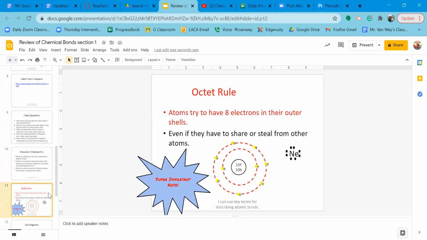All right, the octet rule. Atoms try to have 8 electrons in their outer shells. Now, atoms, they're not people. They don't actually want anything, but they have a tendency towards 8 electrons in their outer shells. This is the rule that defines our beginning understanding of chemistry. This octet rule is the most important thing to understand about everything that's going to happen in our science class in the next couple of months. That's why I said super important note here.